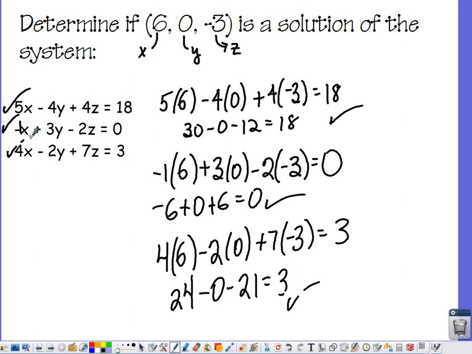So remember, if it doesn't work in any one of them, it can work in one of them, and it's done. It's not a solution. Make sure you check your math, though. Common mistakes are with the negatives and positives. As you notice, even I made a couple of mistakes in there.